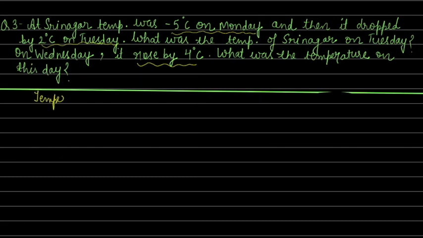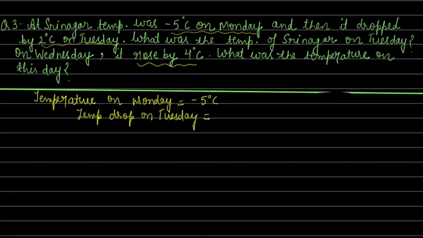If you see, the temperature on Monday is how much? Minus 5 degrees Celsius, right? The temperature drop is how much? How much has it dropped by? Minus 2 degrees Celsius. This is the drop in temperature. So you first have to tell the temperature on Tuesday. The temperature which was minus 5 degrees Celsius, now there is a drop by minus 2 degrees Celsius, correct?